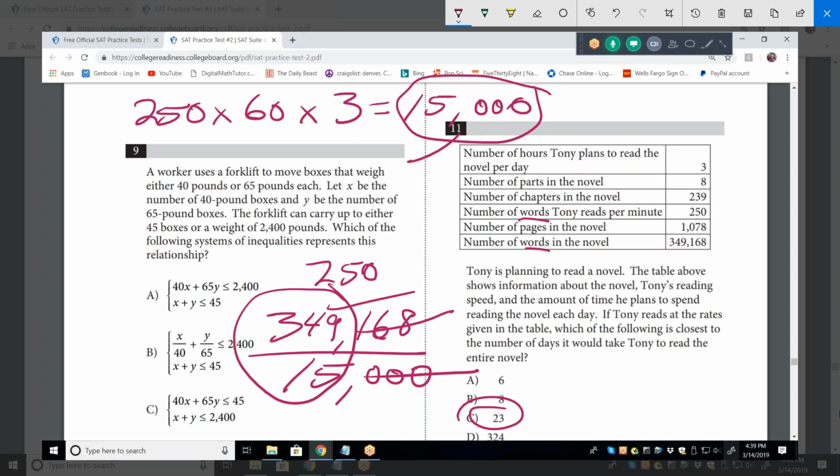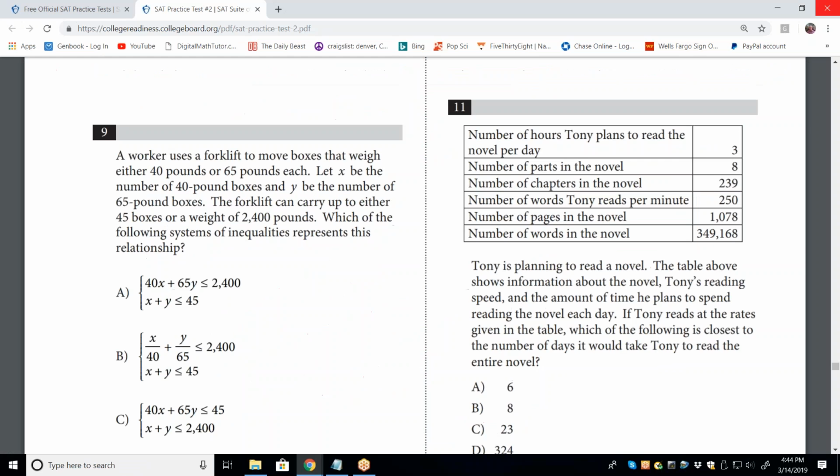Okay, so 23 was our answer. That makes sense. You could read a novel in 23 days at 3 hours per day. In fact, if you had to guess, now that I think about it, I would definitely guess that. It's not going to take you 324 days to read a novel, not at 3 hours. I don't know how much reading you do, but it doesn't take me 324 days at 3 hours a day to read anything. So, yeah. Okay.